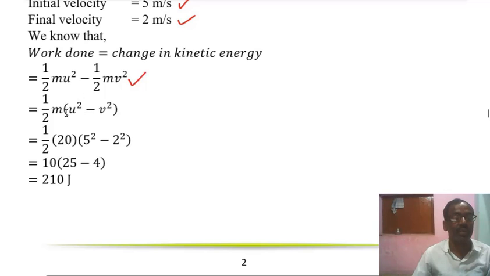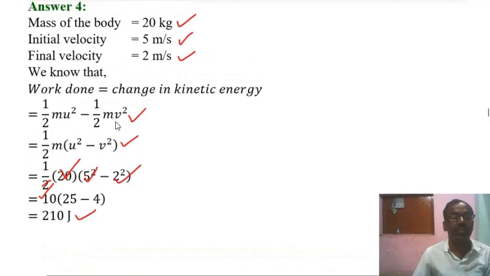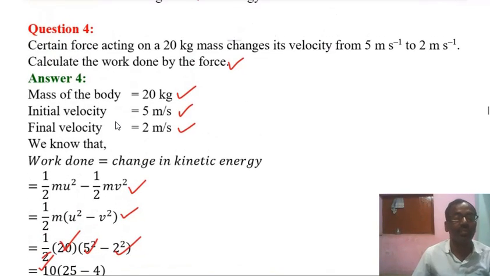So we take m as the common, whole star u square minus v square. According to the question, the value of m is 20 Newton, the value of u is 5 meter square and the value of v is 2 meter square. So the explanation of this one will be, this one cancelled out and we get here 10 whole star 25 minus 4. So here 210. Hope that there is no problem to understand the numerical solution of this numerical problem.